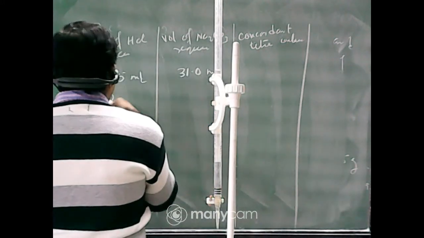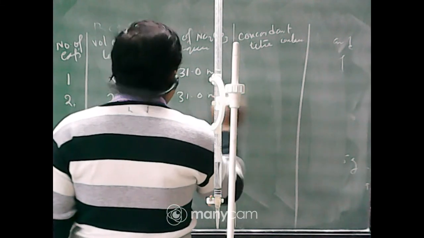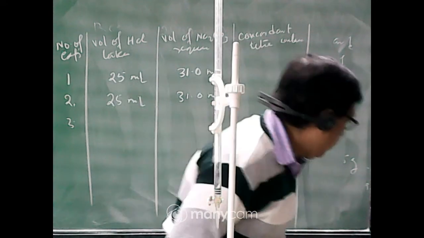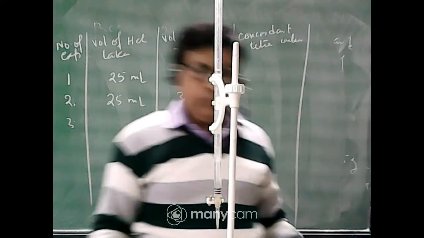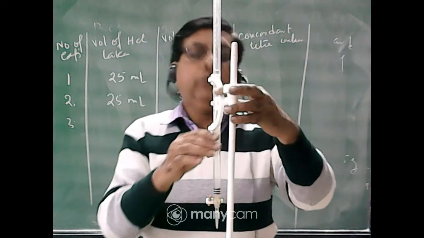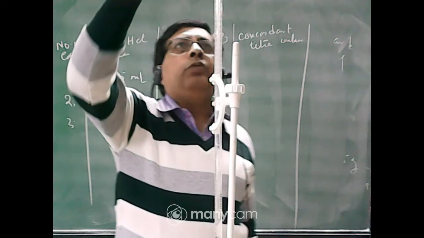So second time 25 ml, 31 ml. Now third time, you repeat the same process. You fill up the burette. The process is very easy process. You fill up the burette.